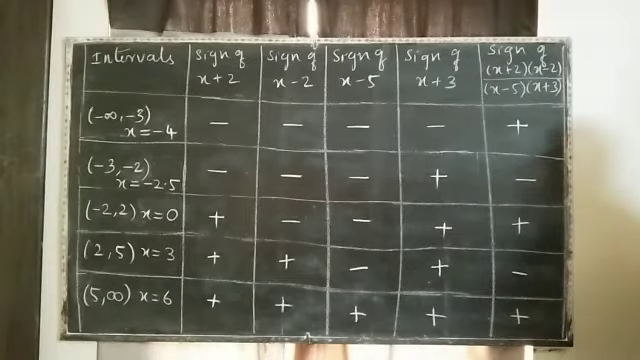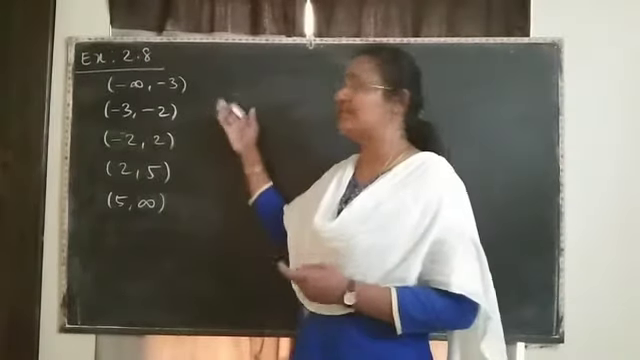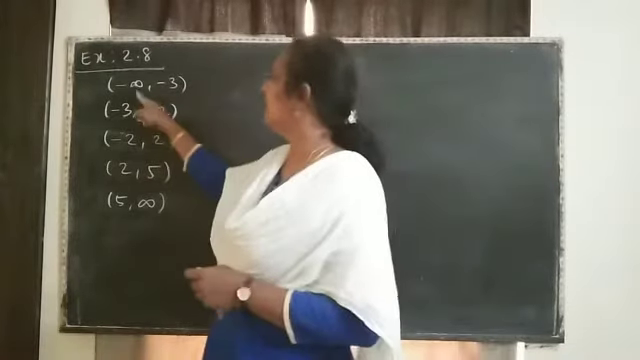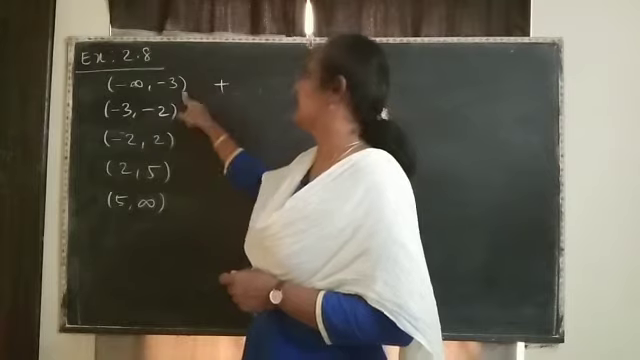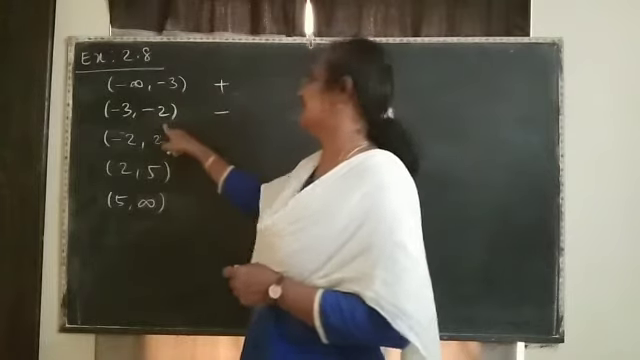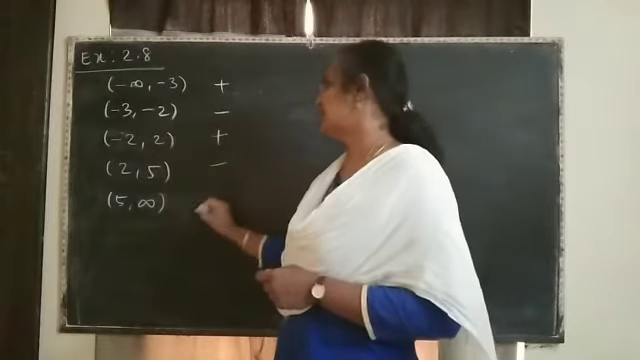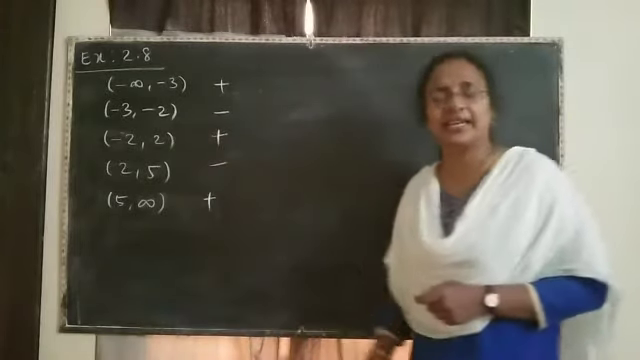Okay. Is it clear, students? Okay students, so we have discussed the signs, isn't it? How are the signs? Once again, look into this: we have the positive sign for this interval and negative sign for this interval, positive sign for this interval, negative sign for this interval and positive sign for this interval.